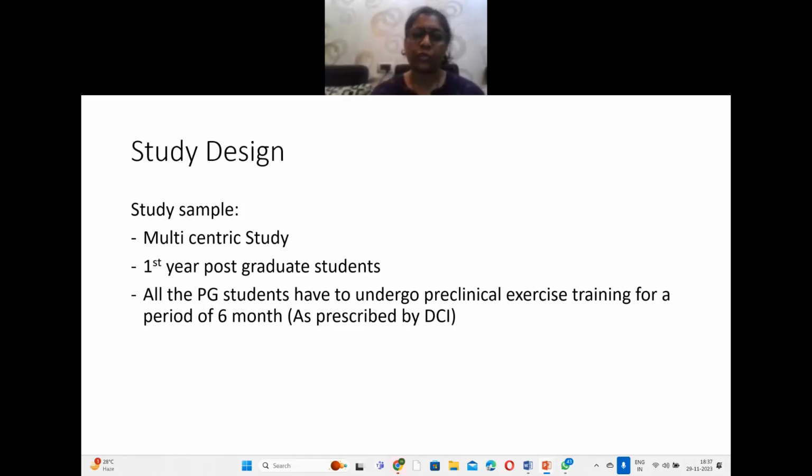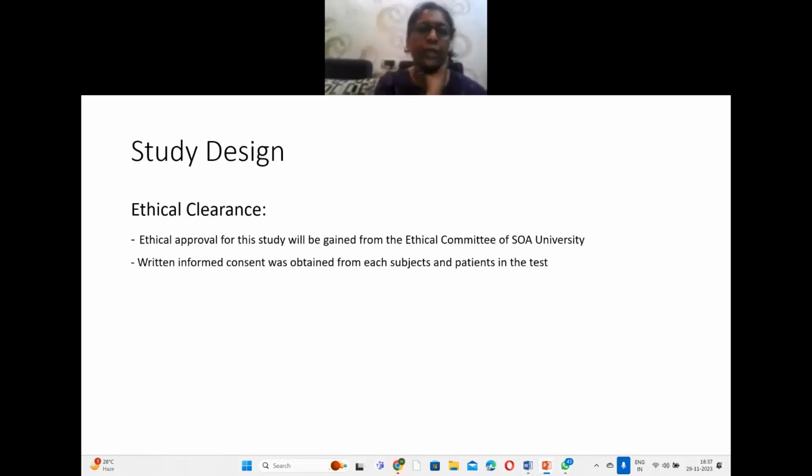All the PG students who have to undergo the preclinical exercise training for a period of 6 months, as it has been prescribed by the DCI. So I'm not overruling anything new. It has been prescribed by DCI. So they are as such doing the preclinical exercise for a period of 6 months. I just want to assess them before they enter the clinic.